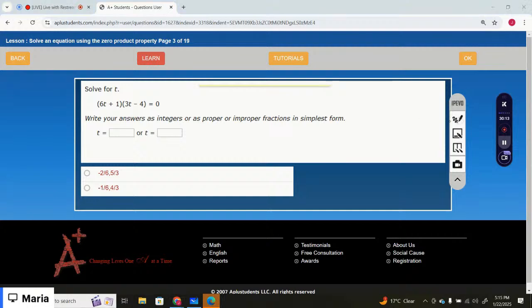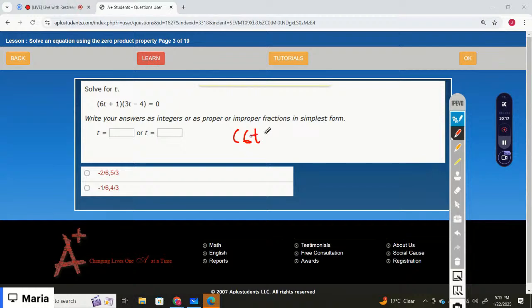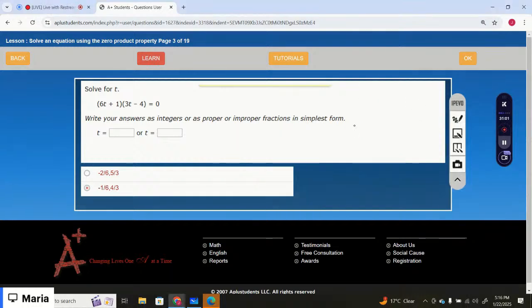Solve for t. 6t plus 1 equals 0 and 3t minus 4 equals 0. 6t equals negative 1, so t equals negative 1 over 6, and 3t equals 4, so t equals 4 by 3. Option number 2 is the correct option, negative 1 by 6 and 4 by 3.